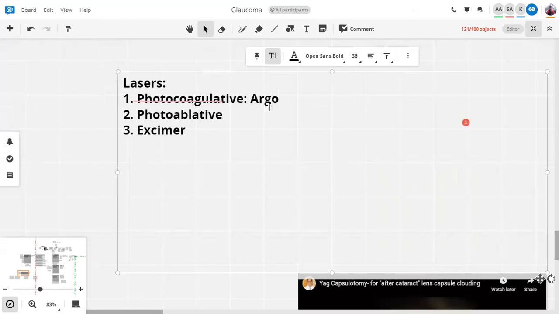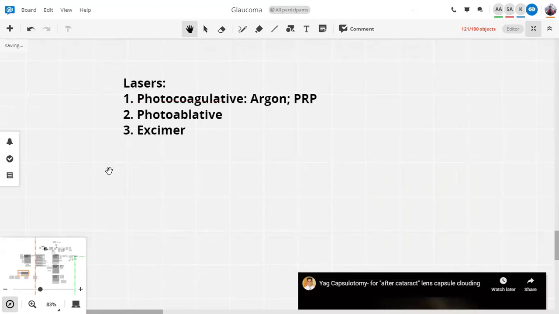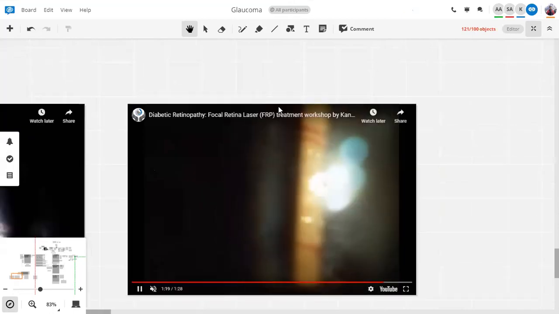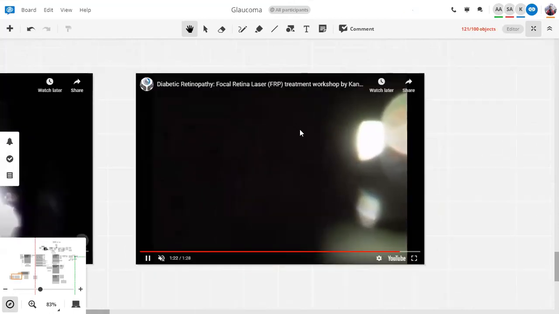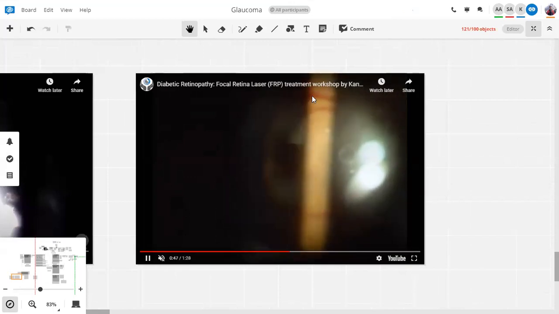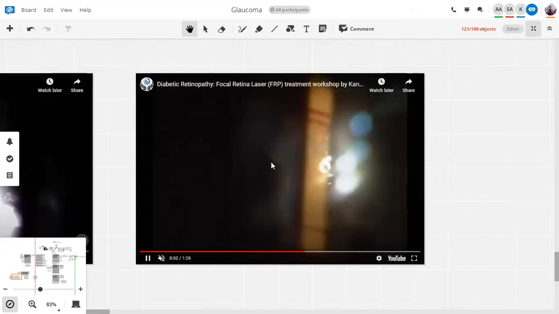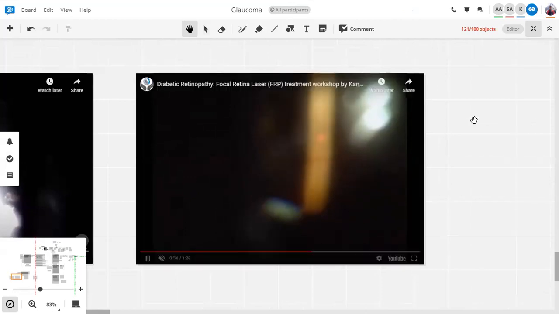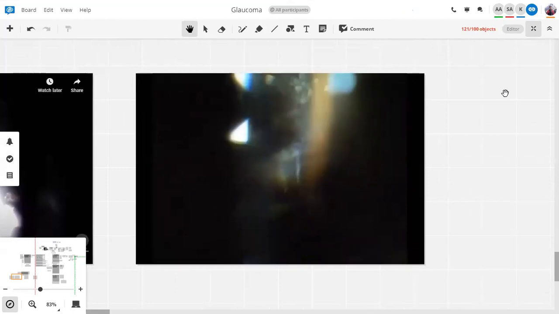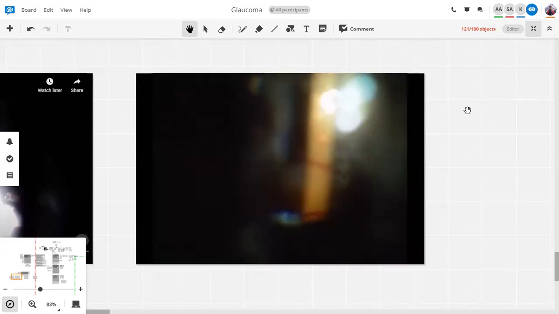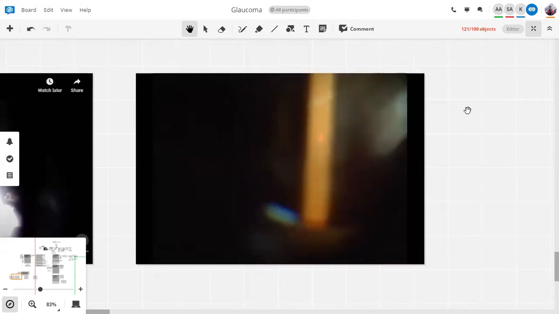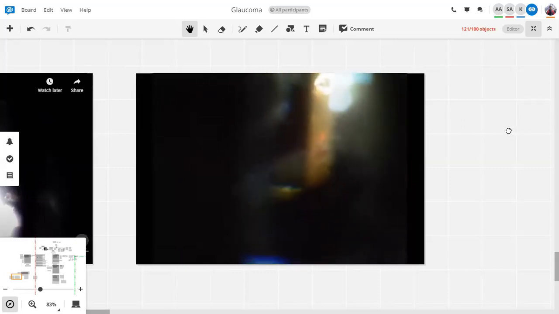But a simple example of the laser which I want you to remember is argon, and we have seen that it's used in pan-retinal photocoagulation. This is a video of pan-retinal photocoagulation in which slit lamp examination is being done in this patient. We're using a lens to view the retina, and through that lens we're applying laser in order to destroy the ischemic diabetic retinopathy. We'll discuss this again when we discuss diabetic retinopathy in the future. Not now.